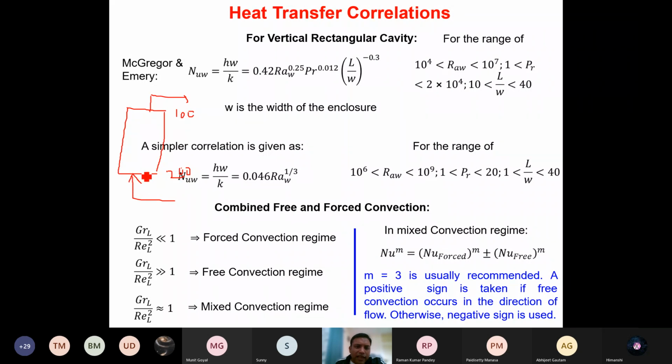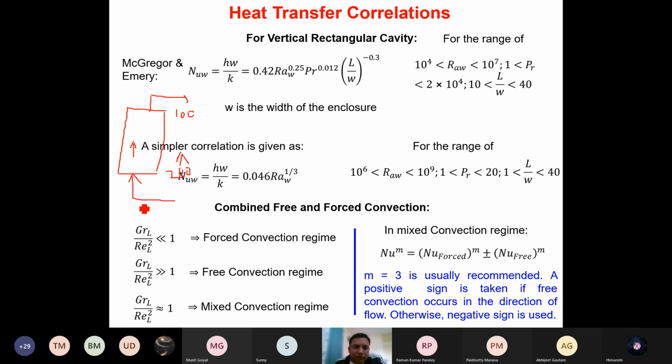So clearly you can see that the buoyancy force will also be acting in this direction. Do you all agree? And the direction of the flow is also the same, isn't it? Direction of the flow is this. Yes, sir. So both the direction of the flow and the direction of the buoyancy force are the same, and in this case this plus sign has to be used.